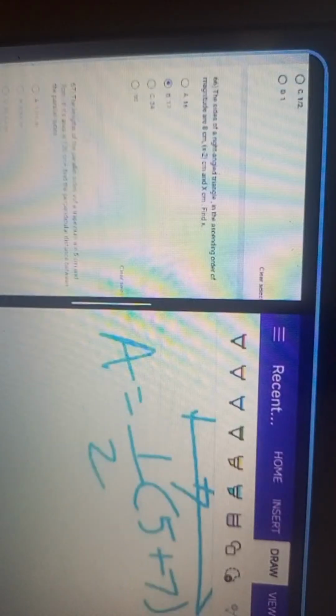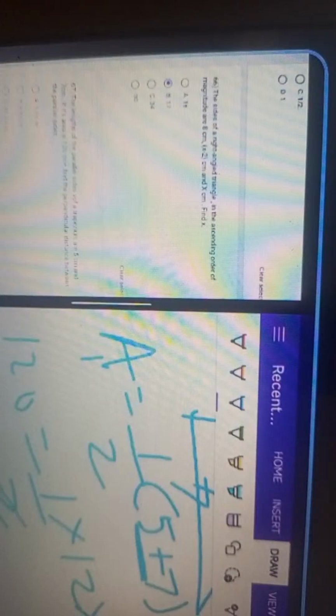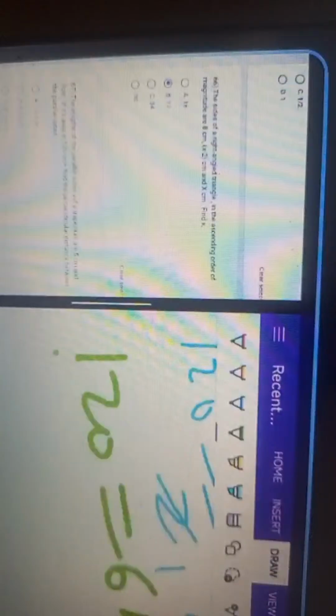Now the area is given to us as 120, so 120 is equal to 1 over 2 times, summing this will give me 12, times height. So 2 here 1, 2 here is 6. So I'm left with 6 times h, 6h. So let's divide both sides to get our height. Height is what? 6 here 1, 6 here 2, 6 here 0, 20 centimeters. Is that clear enough?